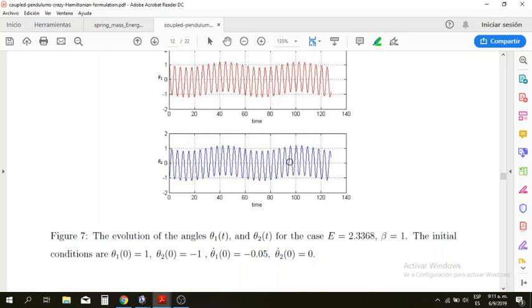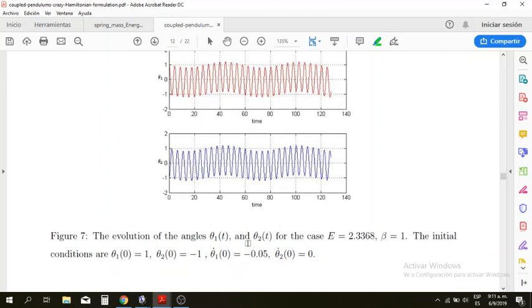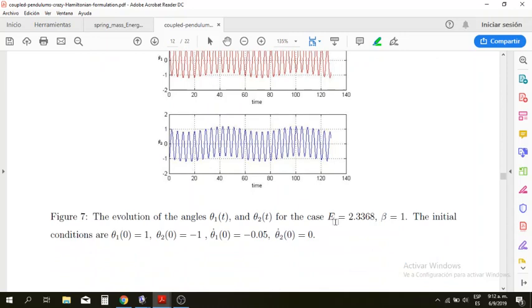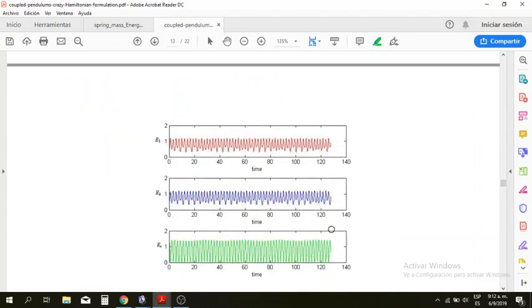So a slight change in the initial condition of the velocity produces an interesting case here. Also, the total energy of the system remains constant and equal to 2.3368. The parameter beta is equal to 1, and the parameter alpha in all these experiments is equal to 1. Next, let me go on to here.